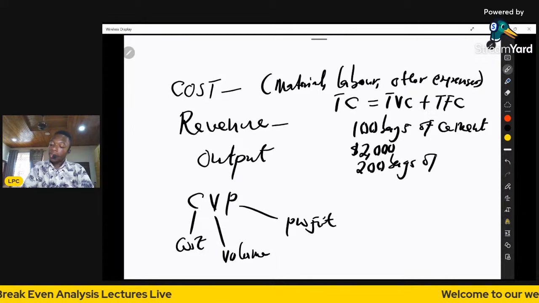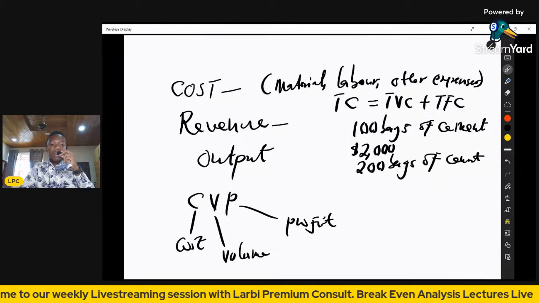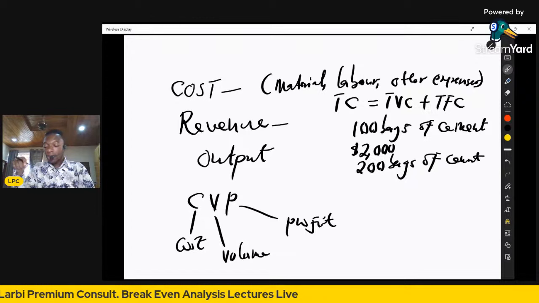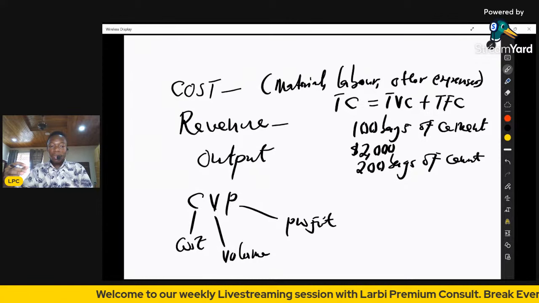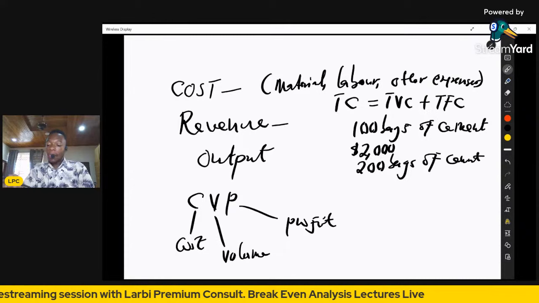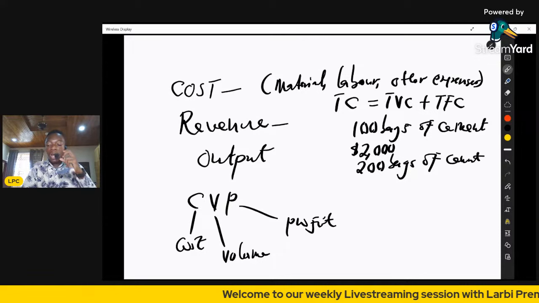Now let us ask ourselves this question. When they produce 100 bags of cement, they incur a variable cost of 2,000. Now here lies the case. They are producing 200 bags of cement this year. Are you going to tell us that you're going to incur the same cost of 2,000 they incurred in the production of 100 bags of cement? That is a question to you. No, that is not possible. They will incur something that is greater than $2,000.